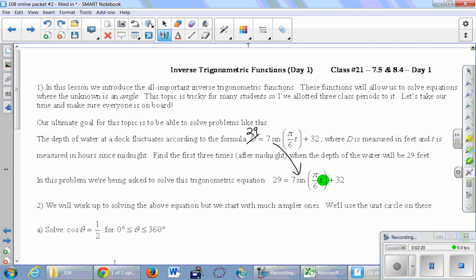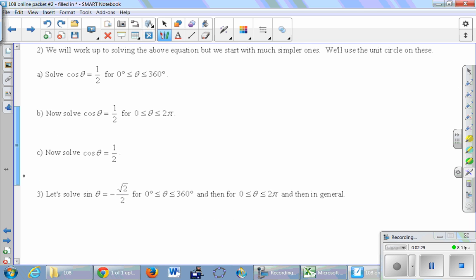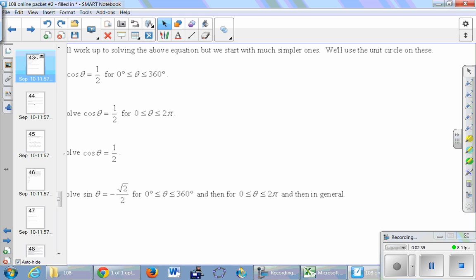So number 2, we'll work up to solving the above equation. It's kind of complicated, but we start with much simpler ones. We'll use the unit circle on these. So part A, solve cosine theta equals a half for theta between 0 degrees and 360 degrees. So let's go back to the unit circle. Hopefully you've got it all filled in. And we're going to use that to solve cosine theta equals a half.